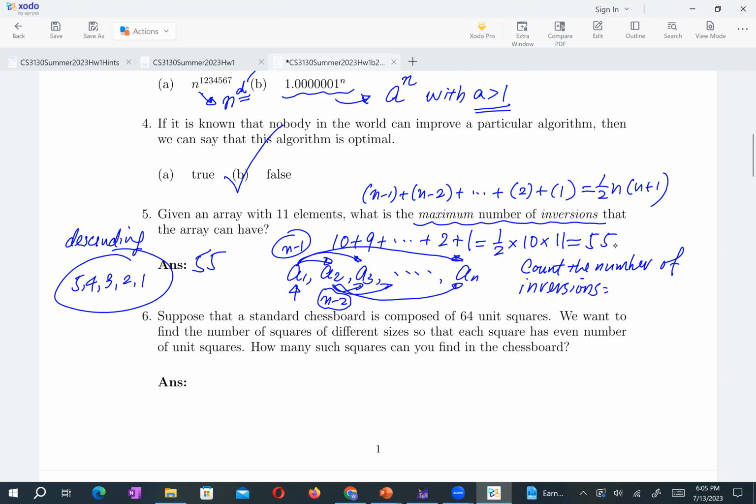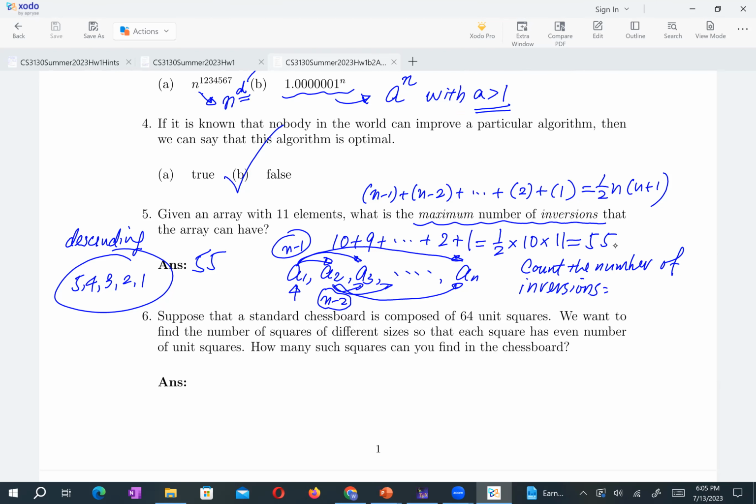Because later we need this information to answer our next question. Okay, so this knowledge we need it. All right, so let's move to question number 6. Suppose that a standard chess. Oh yeah, why not read it?